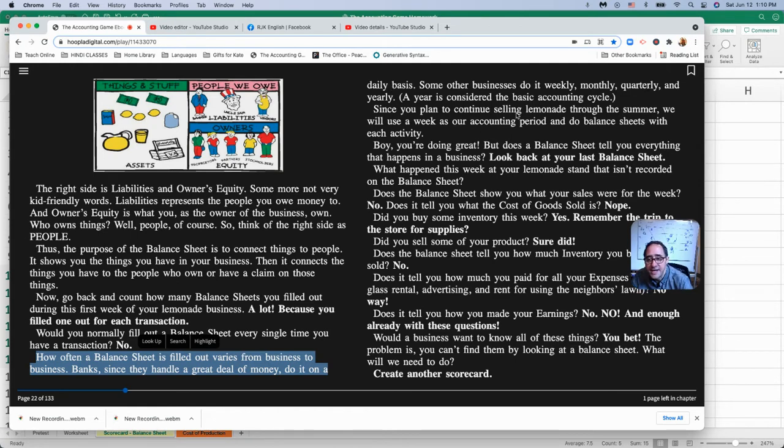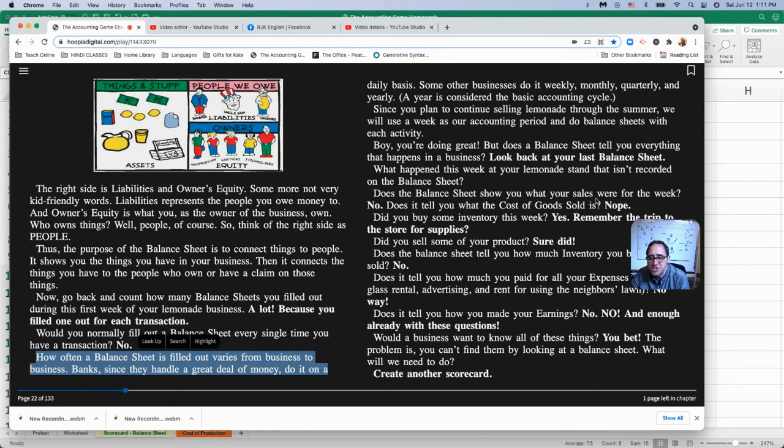Since I'm planning to continue selling lemonade through the summer, I'll use every week as my accounting period. So I'll only fill out this balance sheet every week. Let's look back at the balance sheet. What happened this week at the lemonade stand that isn't recorded?